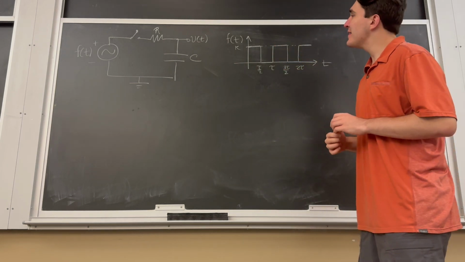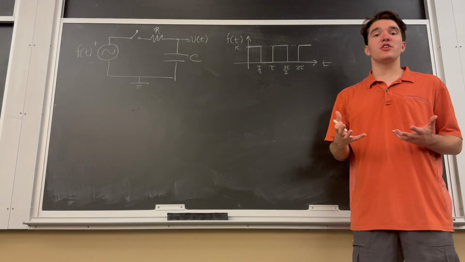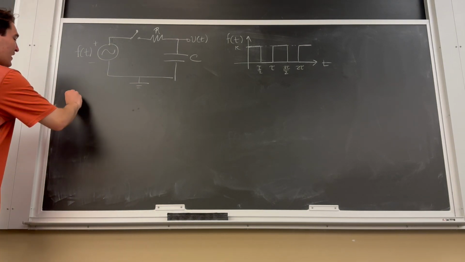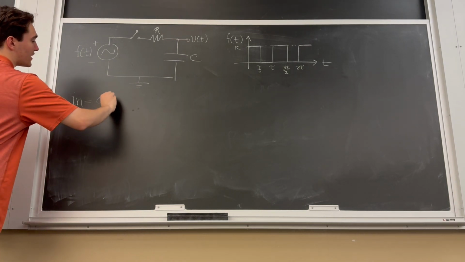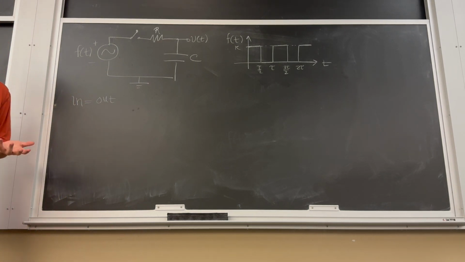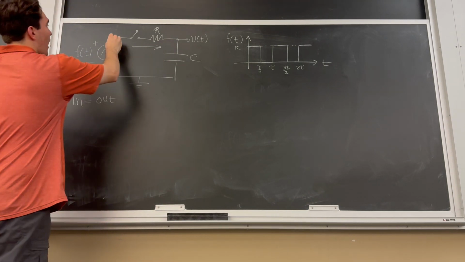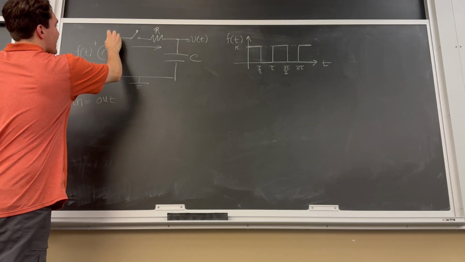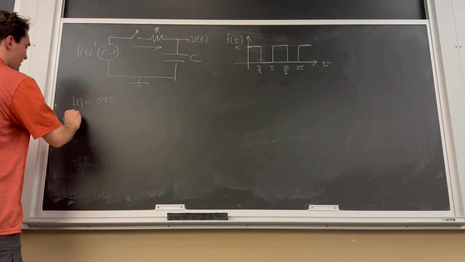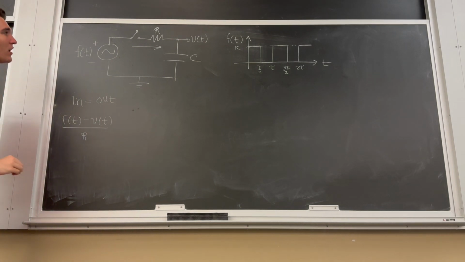So let's begin. The first step is we're going to try to write a differential equation using Kirchhoff's current law. Kirchhoff's current law tells us that the current into a node has to equal the current out of a node. If we look at this node here, how can we represent the current into the node? We can represent it as the voltage difference across the resistor divided by the resistance. So that's going to be f of t minus v of t, divided by R.